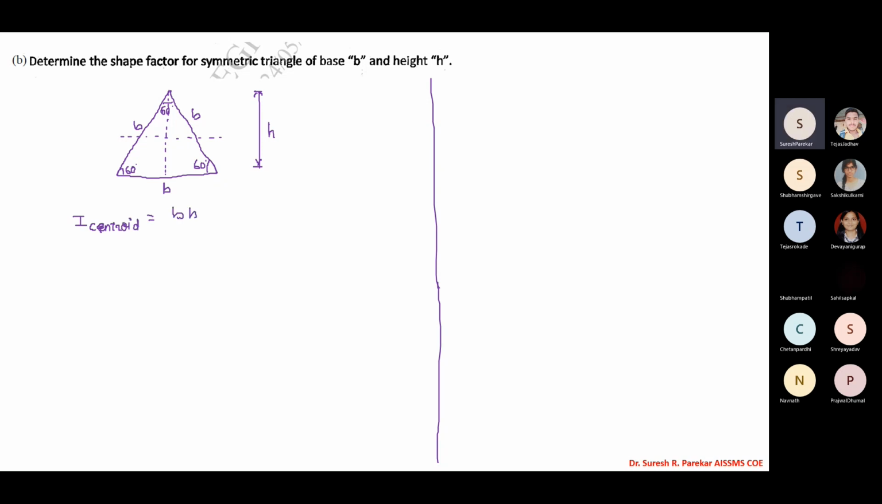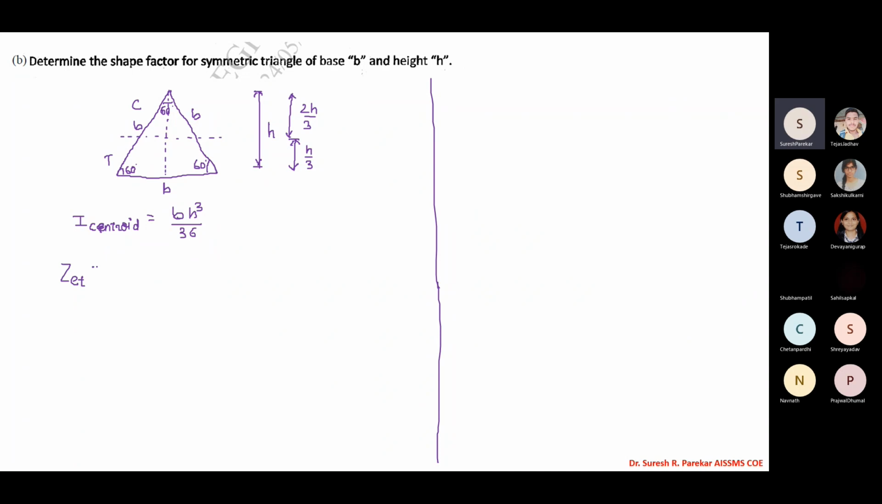BH cube by 12. 36. BH cube by 36. Now let us say we have compression top, tension bottom. Where we have centroid, elastic H by 3 and 2H by 3.